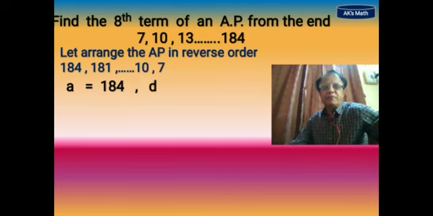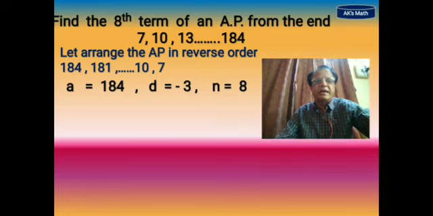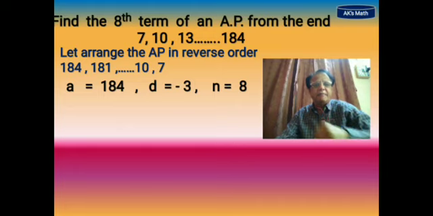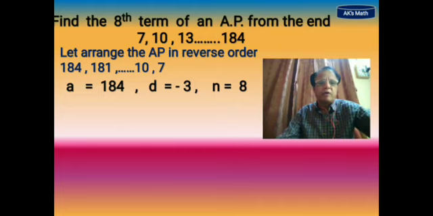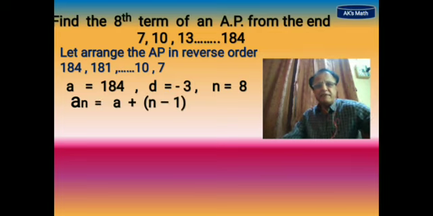A is equal to 184, D is equal to -3, and N is equal to 8. The 8th term we have to find. After keeping all these values in our formula, it will be like this. Look at this one: AN is equal to A plus (N minus 1) into D.